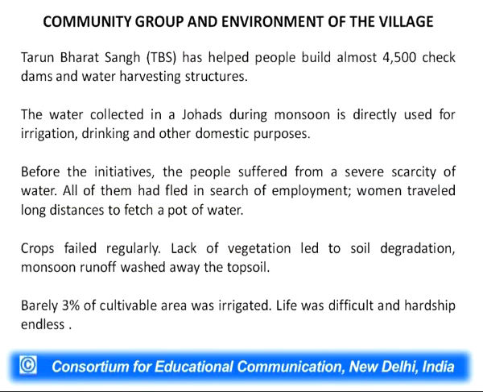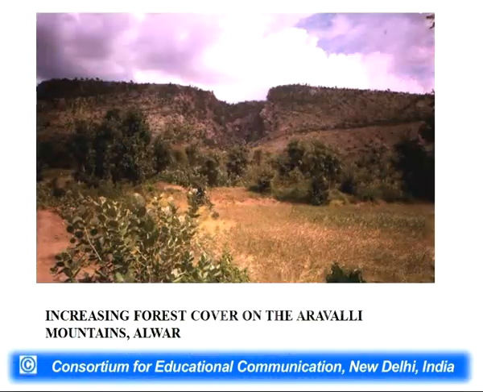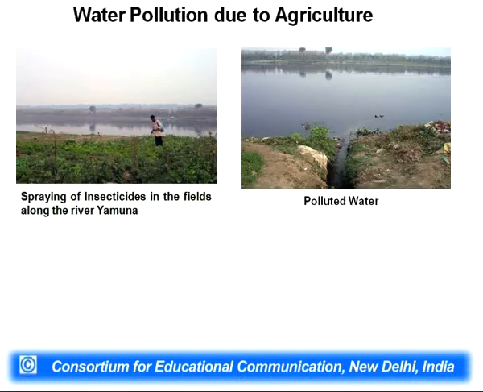The Tarun Bharat Sangh, a community group, started, organized people, and deepened the already existing tanks. They were able to create water potential in the area, able to check the monsoon water, and in this way they created water potential, and a very substantial area was converted into irrigated area, and people are getting prosperity. Now you can see the increased forest cover in the Aravalli mountains, Alwar.